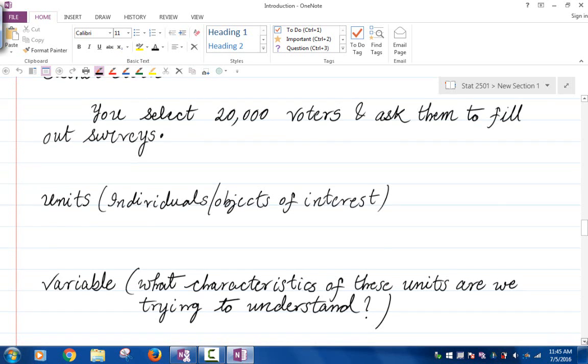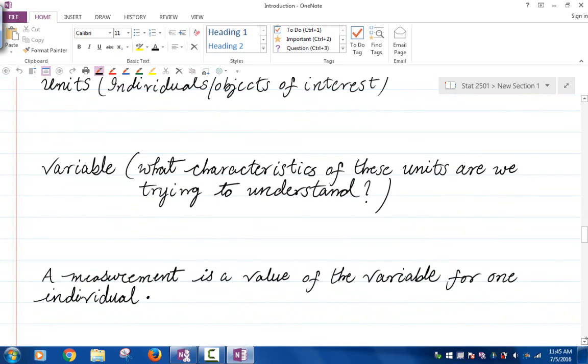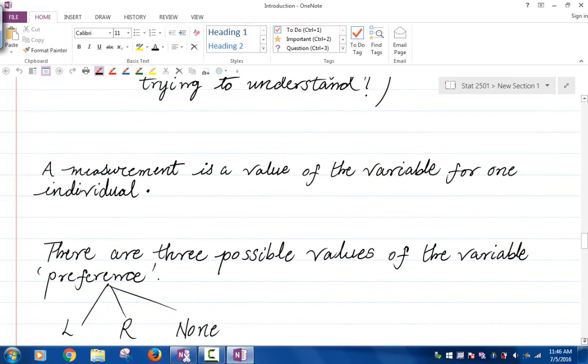What's the variable that I'm trying to study here? Well, a variable is a characteristic of the units, right? So what variable am I trying to study here? That's their voting preference, right? Voting preference. And what is a measurement? A measurement is a value of the variable for one individual or one unit.